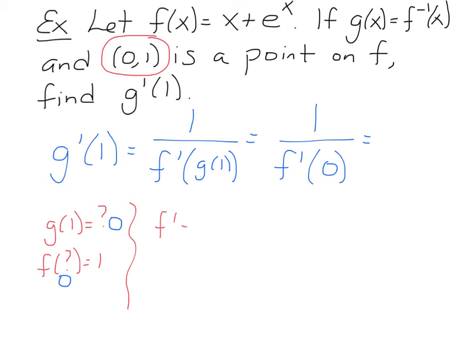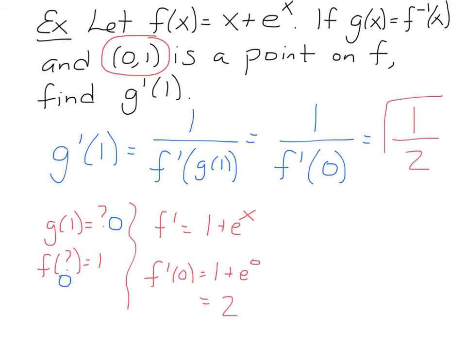F prime is going to be 1 plus e to the x. And if I plug in 0, f prime of 0 is 1 plus e to the 0. 1 plus 1 is 2. So my final answer will be 1/2, 1 over 2.